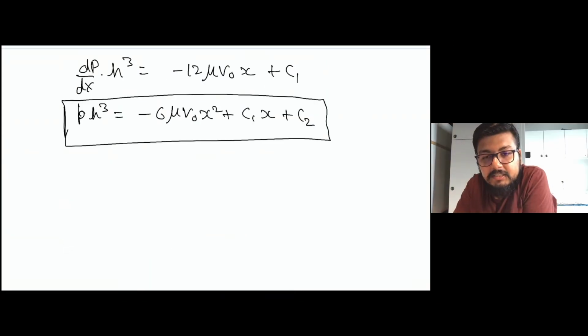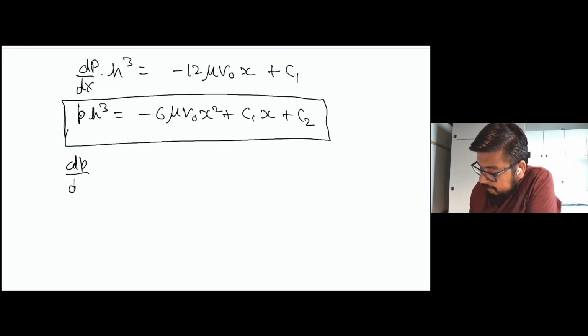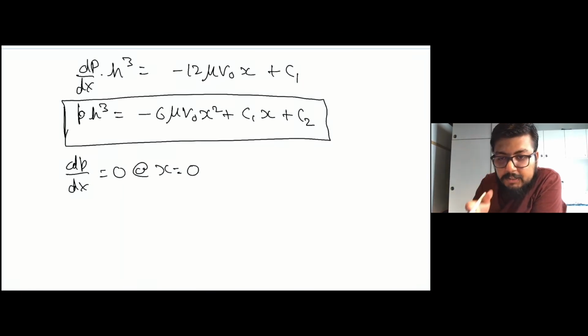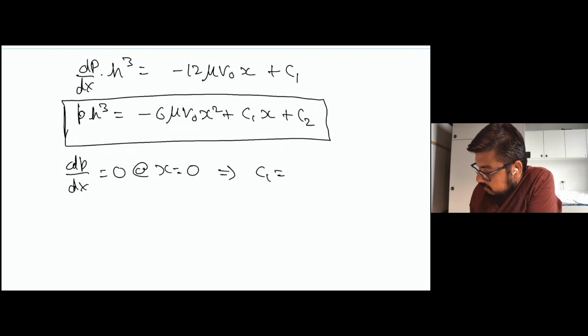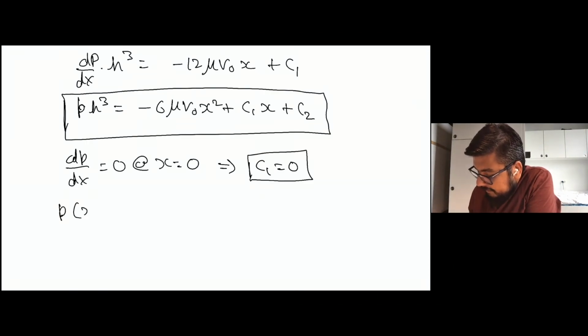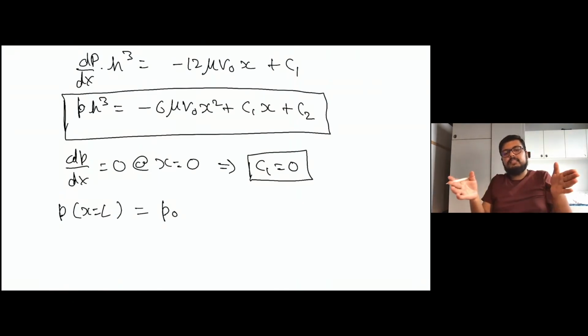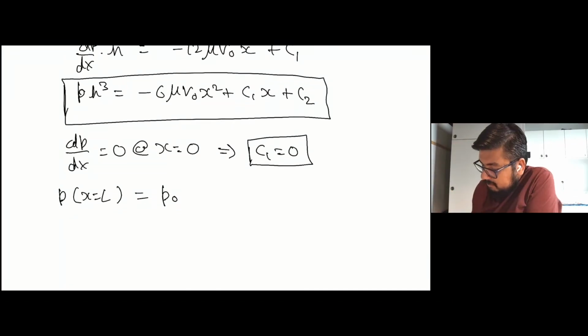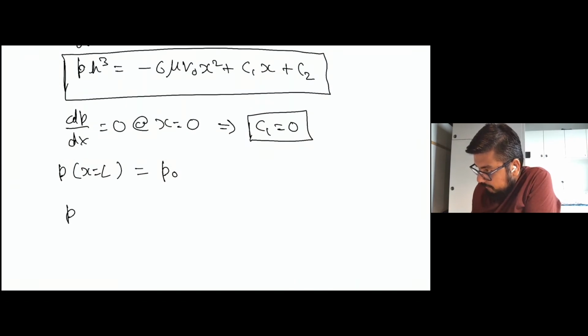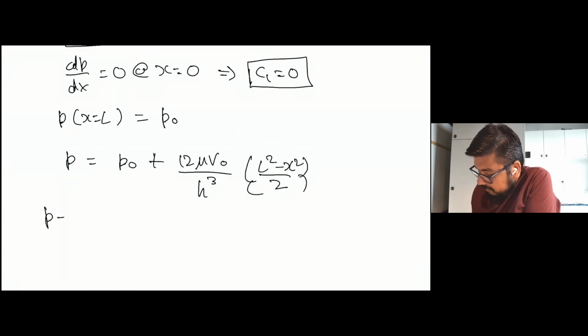The constants of integration c1 and c2 can be found by applying boundary conditions, and the first boundary condition would be that dp by dx is 0 at x equal to 0, and this is because of the symmetry of the problem. So this will give me that c1 is 0. Furthermore, pressure P at x equal to L will be equal to P naught. So at the edges, the pressure will be equal to the atmospheric pressure. Let's call it P naught. So if we apply this in and then rearrange, what we get is that P is equal to P naught plus, rewriting, we get.